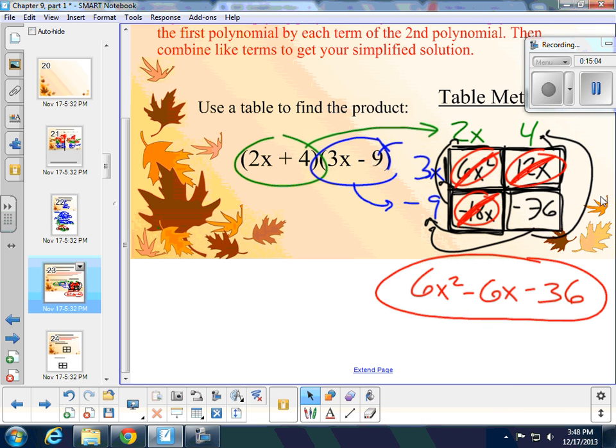So the table method is a nice visual way to organize and make sure that we have multiplied together all the things that we need to multiply together. And that's why I do like this method a lot, actually. It's a very good visual way to make sure you get the right answer.